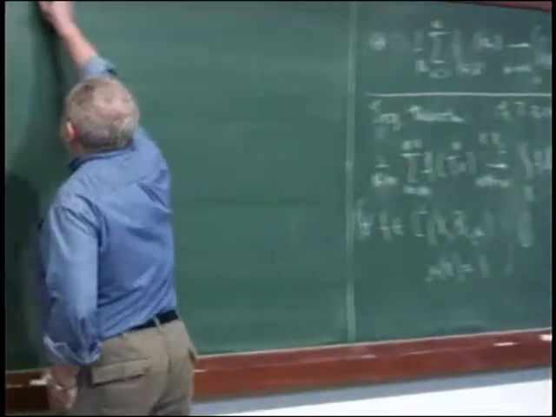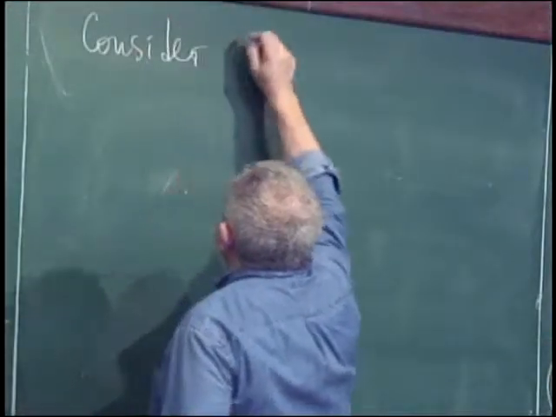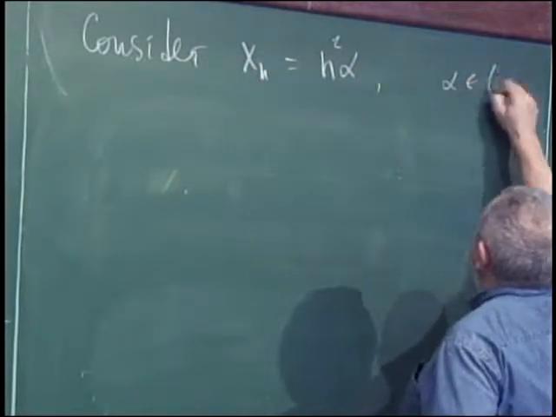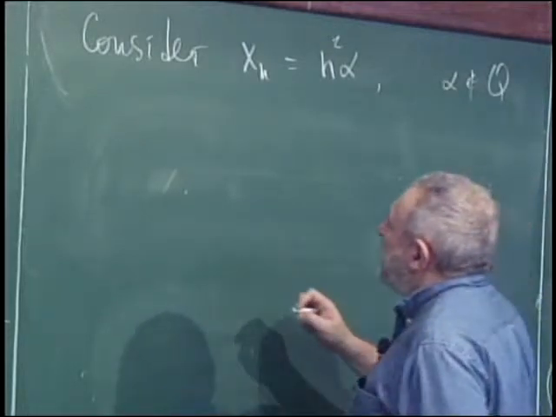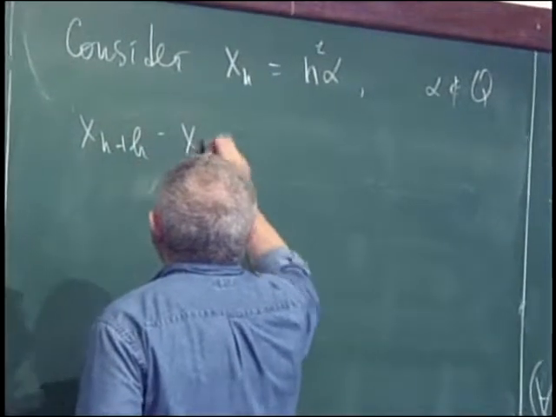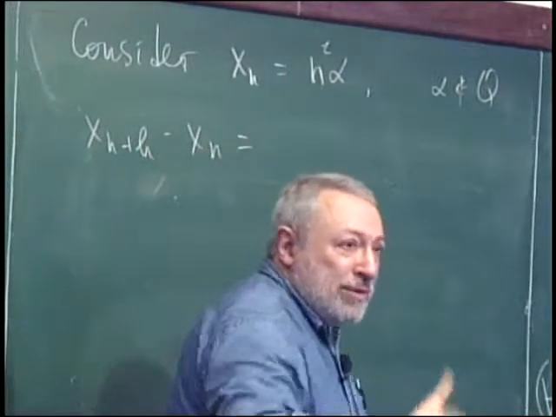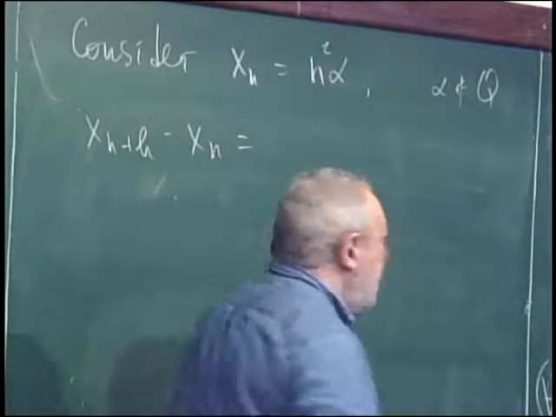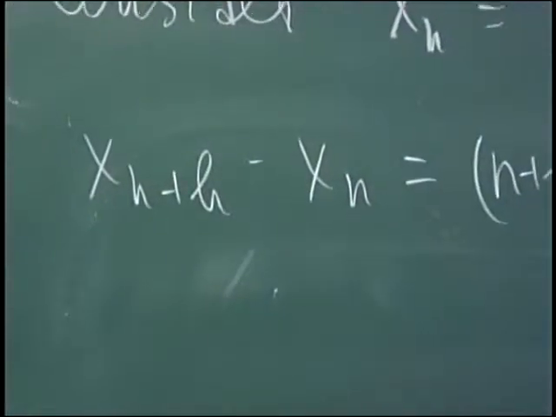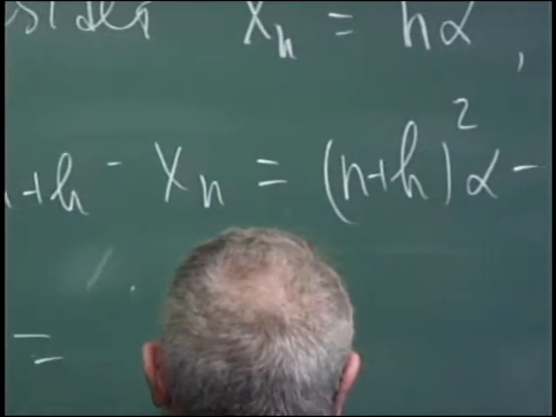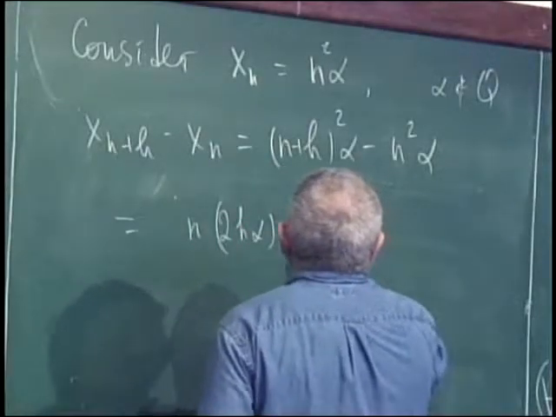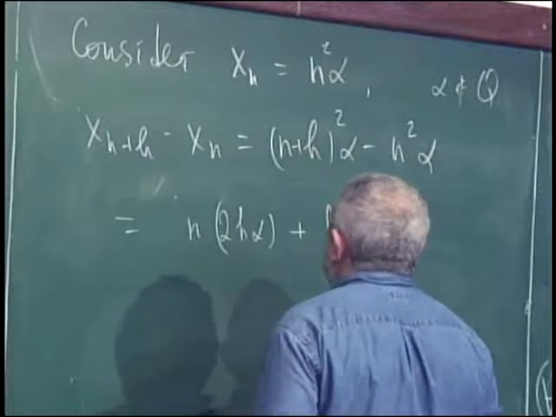So consider x_n to be n squared alpha, where alpha is not in Q. Let's do a small calculation, and I'm omitting mod 1 all the time. I hope we are comfortable with this now. So this is (n+h) squared alpha minus n squared alpha, and this is n times 2h alpha plus h squared alpha.